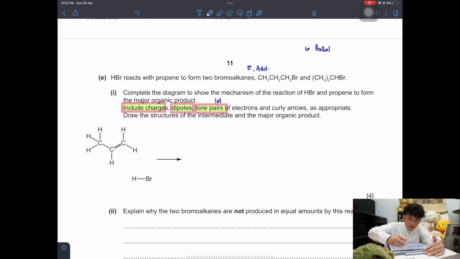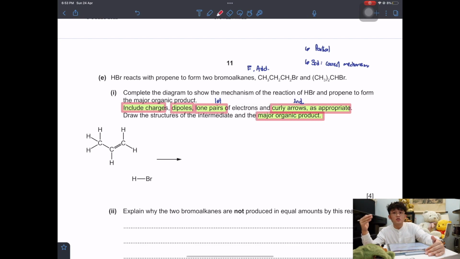Next, curly arrow direction, second mark. And guys, remember, curly arrow is always from where the electron is located to where the movement of electrons goes. And third point, it's about a correct mechanism. And this question is 4 marks. Why is it 4 marks? Reason being, they ask you for the major product. So major organic product, you must tell me which one is your major product.